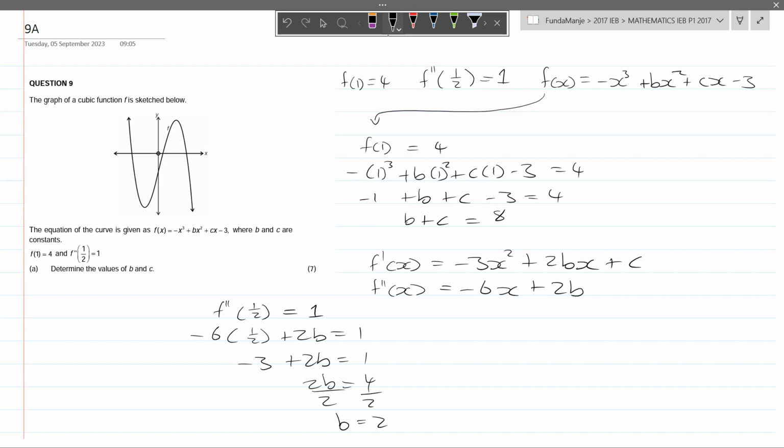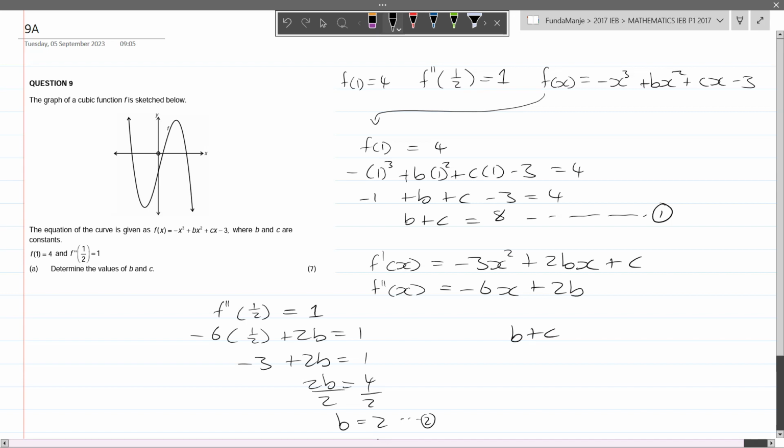Once you have found the value for b, you can come back to this equation 1. So we can name this equation 2. Make a substitution of b into that formula. You will get b plus c is equal to 8. So b, which is 2, plus c is equal to 8. Move 2 to the other side, you get 8 minus 2, which is 6. So c is 6 and b is 2. And those are your values.